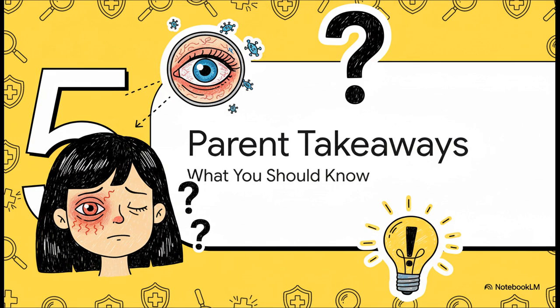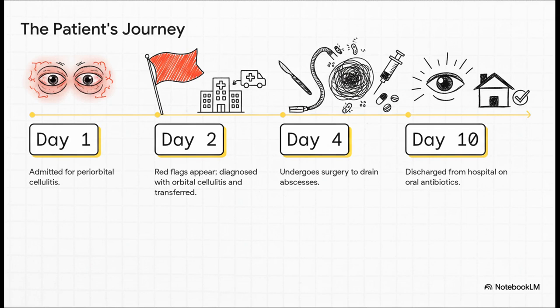So what happened to the girl? And what is the vital takeaway for all of us from her story? Well, thankfully, after being transferred to a specialized hospital, she underwent emergency surgery to drain the abscesses in her eye socket and nose. And that, combined with some powerful antibiotics, did the trick. Just 6 days after her surgery, she was able to go home. It just goes to show you how absolutely critical that rapid action really was.